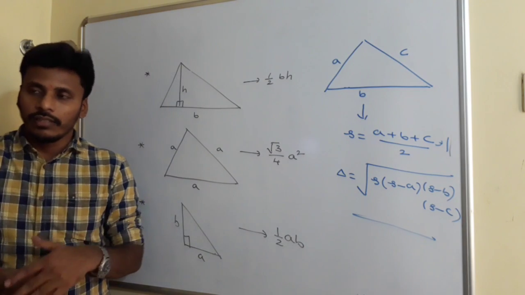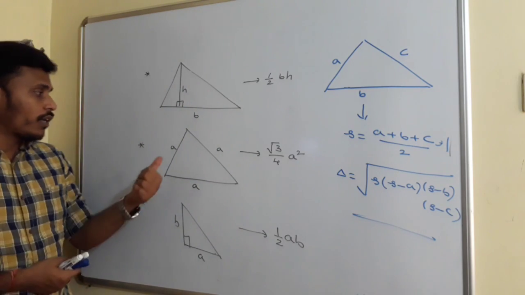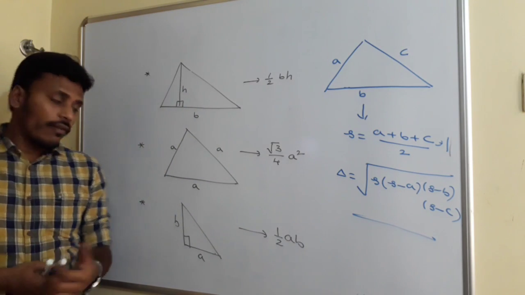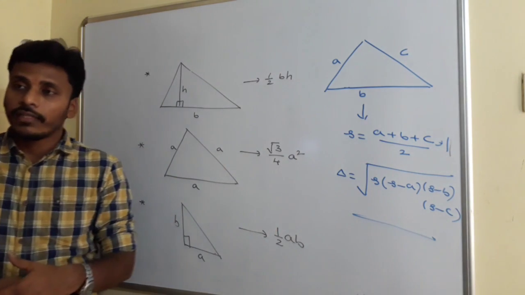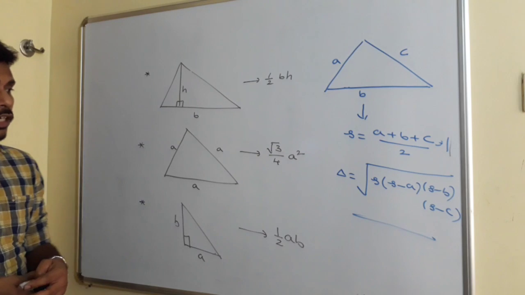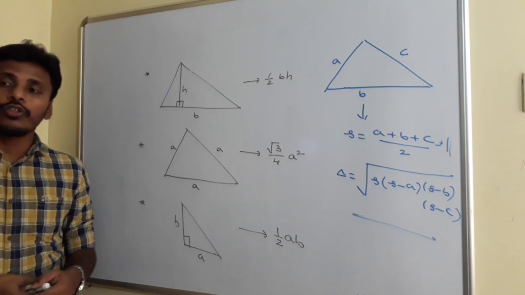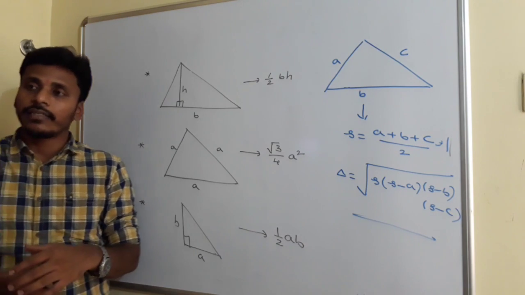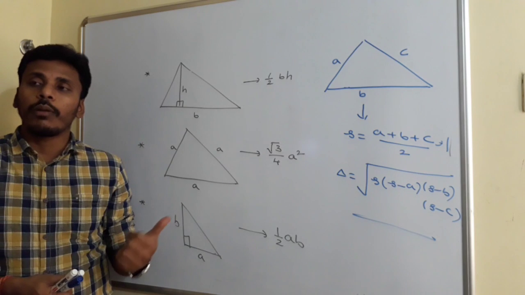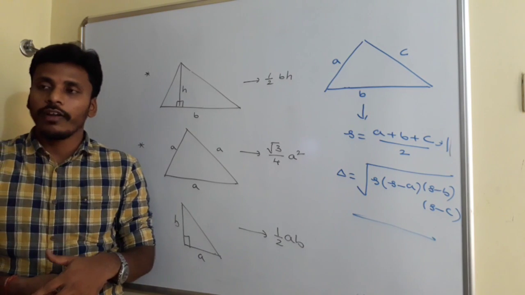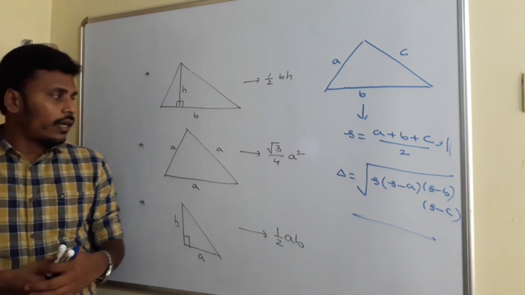So you need to memorize all these things. Just have a look. Area for a normal triangle is half base into height. For an equilateral triangle, root 3 by 4 A square. For a right angle triangle, half AB. Whereas for a scalene triangle, root of S into S minus A into S minus B into S minus C, where S is the semi-perimeter, whose value is calculated by the sum of the sides divided by 2. Keep in mind all these, and if you wish to solve different problems related to area, automatically you will get them right.